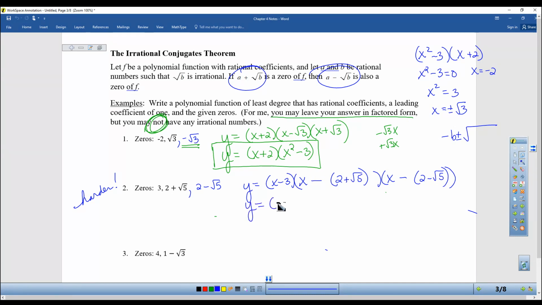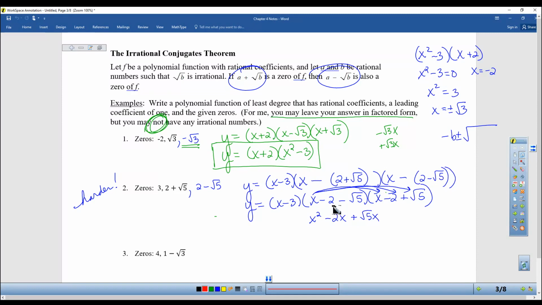So step 1 is going to be to distribute your negative, x minus 2 minus the square root of 5 times x minus 2 plus the square root of 5. And then your next step is going to be to multiply it out. So my first step is going to be to distribute the x. So I'm going to distribute the x to all 3 of these things. And I get x squared minus 2x plus the square root of 5x.